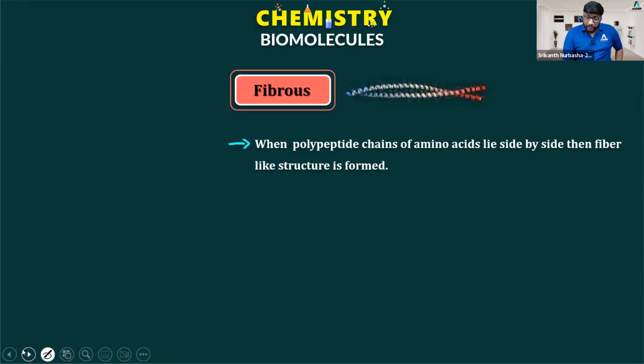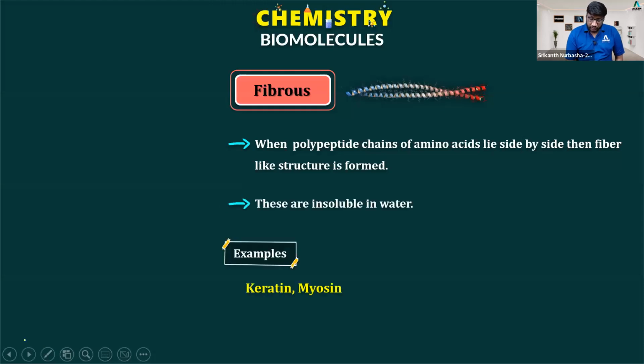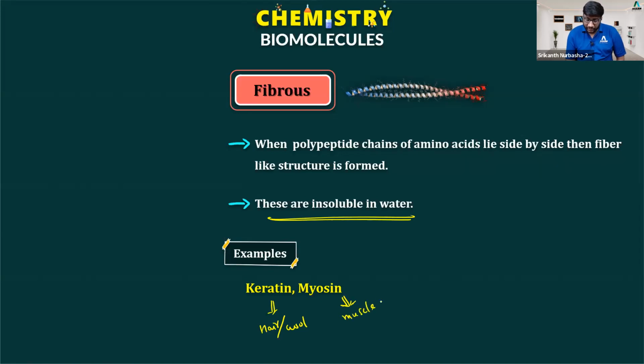In fibrous protein, polypeptide chains of amino acids lie side by side. Then a fiber-like structure is formed. And as I have told you, they are insoluble in water. Keratin is found in hair, wool. Myosin, where is it found? Muscles. Okay. These are some examples of fibrous proteins.